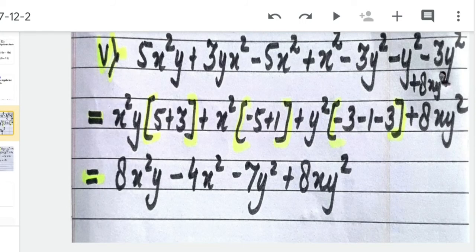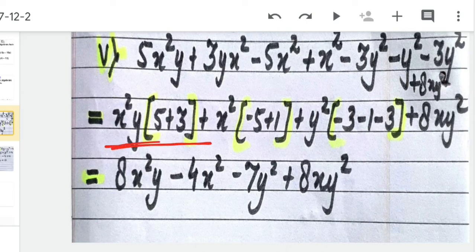Fifth part is, here we have to write all the like terms together. The same thing we have to do in all these additions. We have to write all the like terms together. Then we have to take the common factor from these like terms, as their algebraic factor. And then we have to solve the bracket.